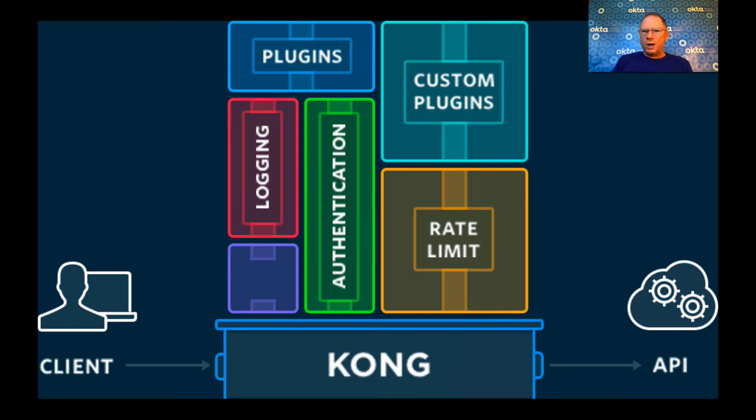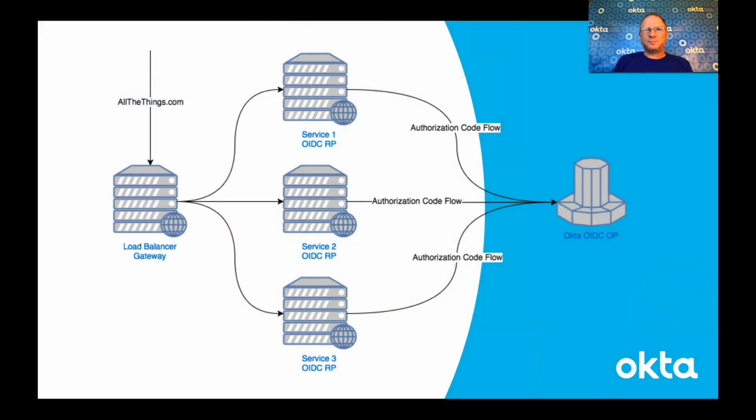So why would you want an API gateway? This is kind of a more typical architecture that doesn't include an API gateway. And let's just say, for the sake of argument, you have three services that you want to expose. Maybe you have a load balancer or a gateway, and I have this allthethings.com here. So depending on where they're going, they may be directed through one of these three services.